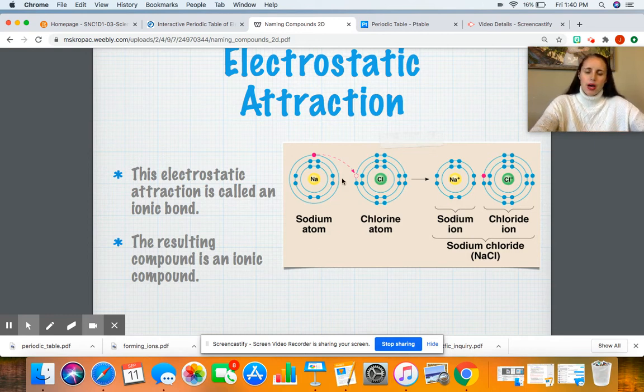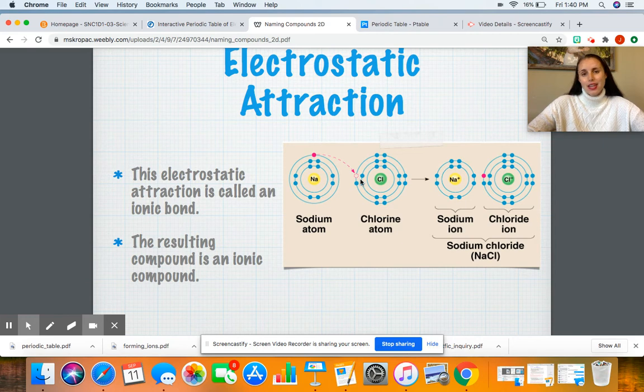We're going to look at the bond that forms between sodium and chlorine. Sodium here has 1 valence electron, and it's looking to give up that valence electron. Chlorine here has 7, so it's looking to gain 1 valence electron. So what's going to happen is the electron from sodium is going to go to chlorine.